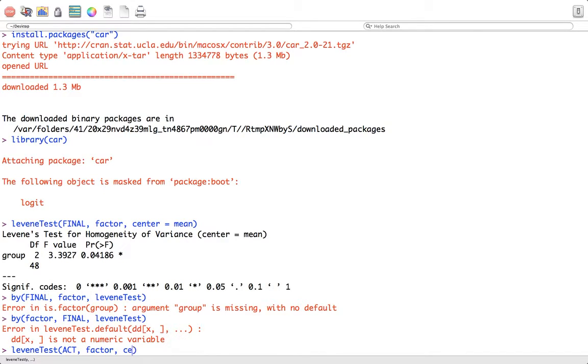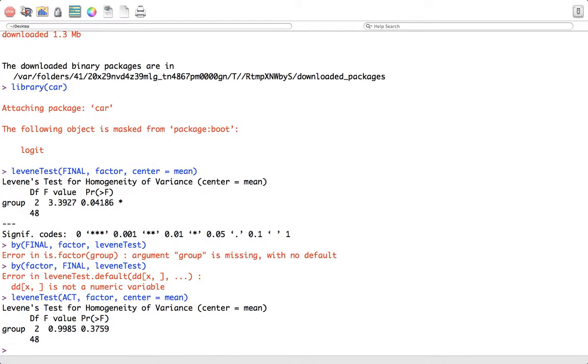across our factor and center equal mean. And it looks like the homogeneity of variances is not violated for our covariate, but it is for our dependent variable. Now, another thing we could do is look at the variances.